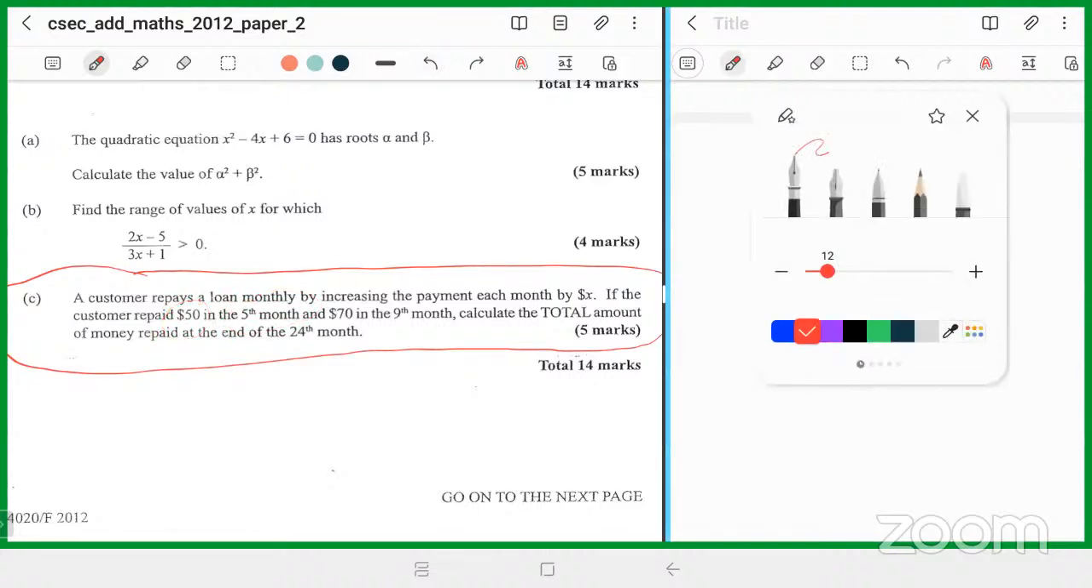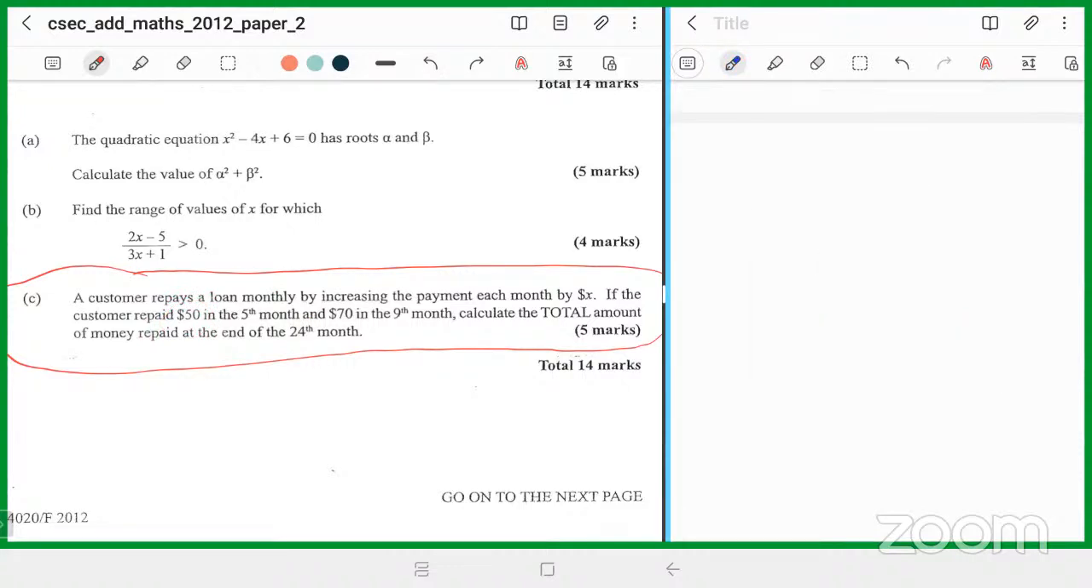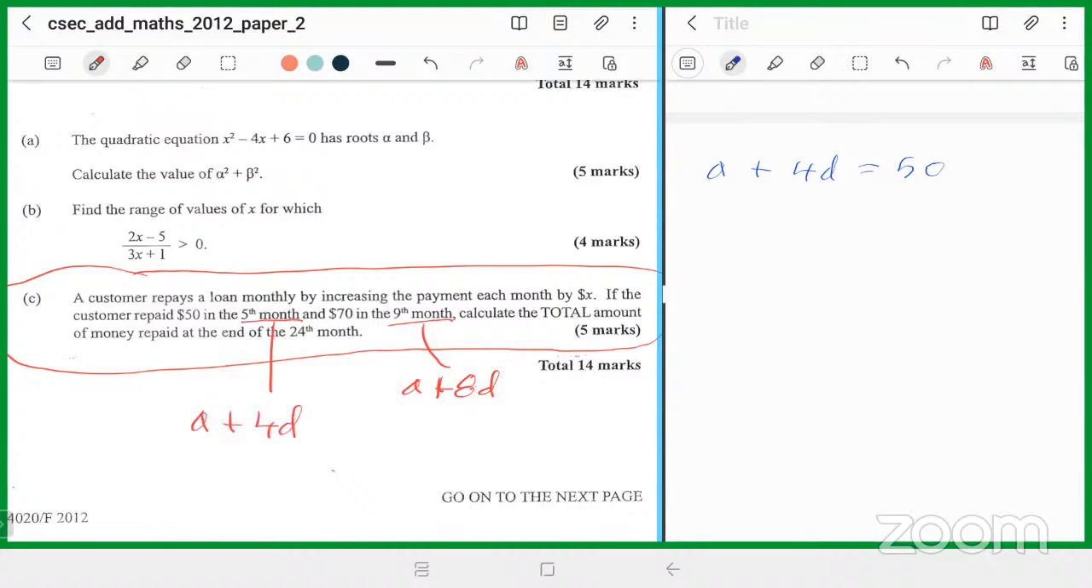So the question is telling us that the 5th payment is $50. The 5th term is $50. So I'm going to write the 5th term as A plus 4D, and it is equal to $50. And $70 in the 9th month. The 9th month is A plus 8D, and the 5th month payment is A plus 4D. The 5th term and the 9th term. So I can write that A plus 8D equals $70.